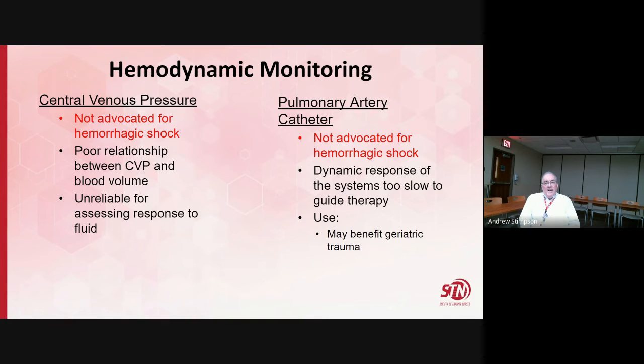Pulmonary artery catheter. Man, if you're new to healthcare, you probably haven't seen many of these unless you're down in the cardiac ICU, because I think they'll probably use those more. Again, not advocated for hemorrhagic shock. This is a catheter that gets advanced through a Cordis, and it advances through the right heart and parks in the pulmonary artery. We can use that to get a measure of the left ventricular end diastolic pressure. We can also get measures of cardiac output from these.